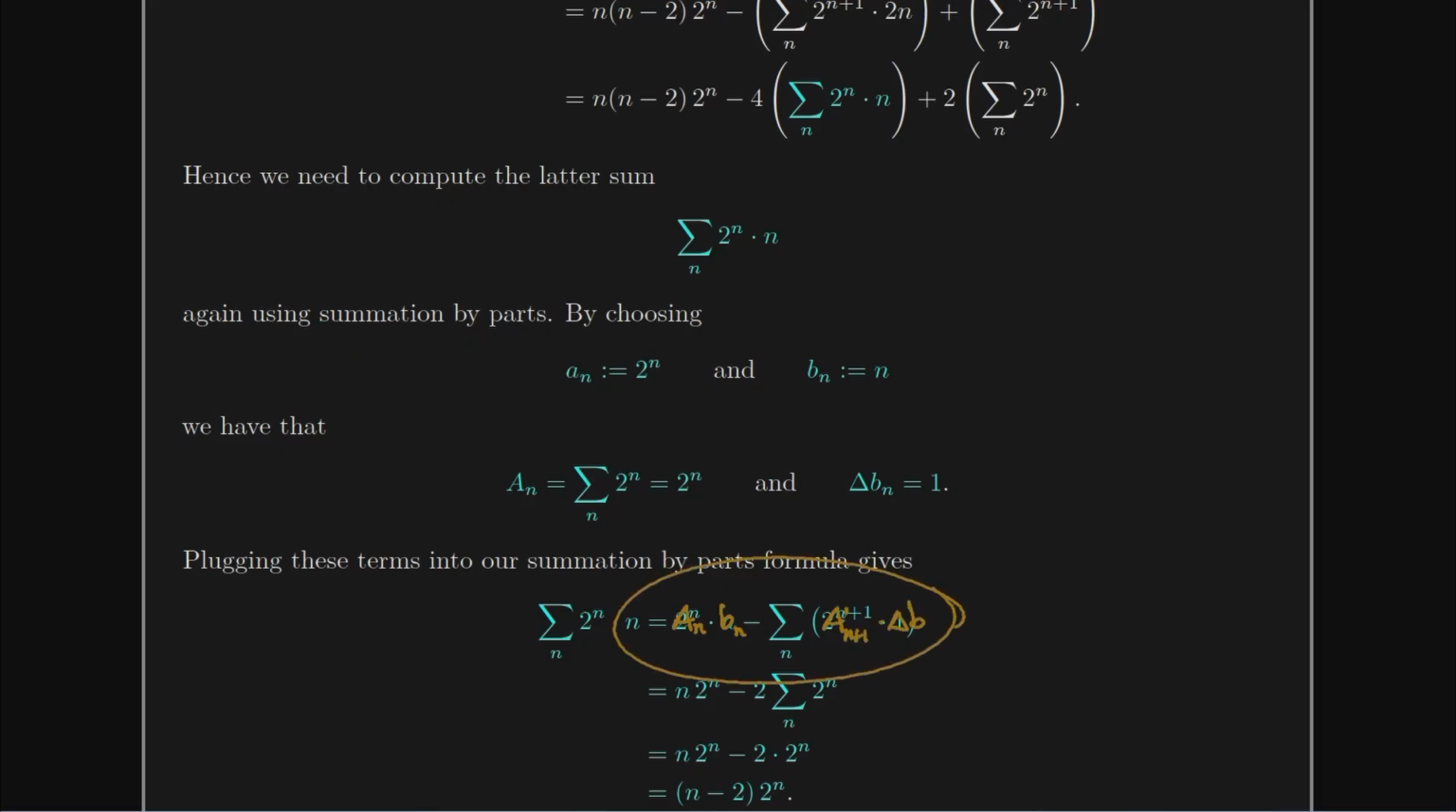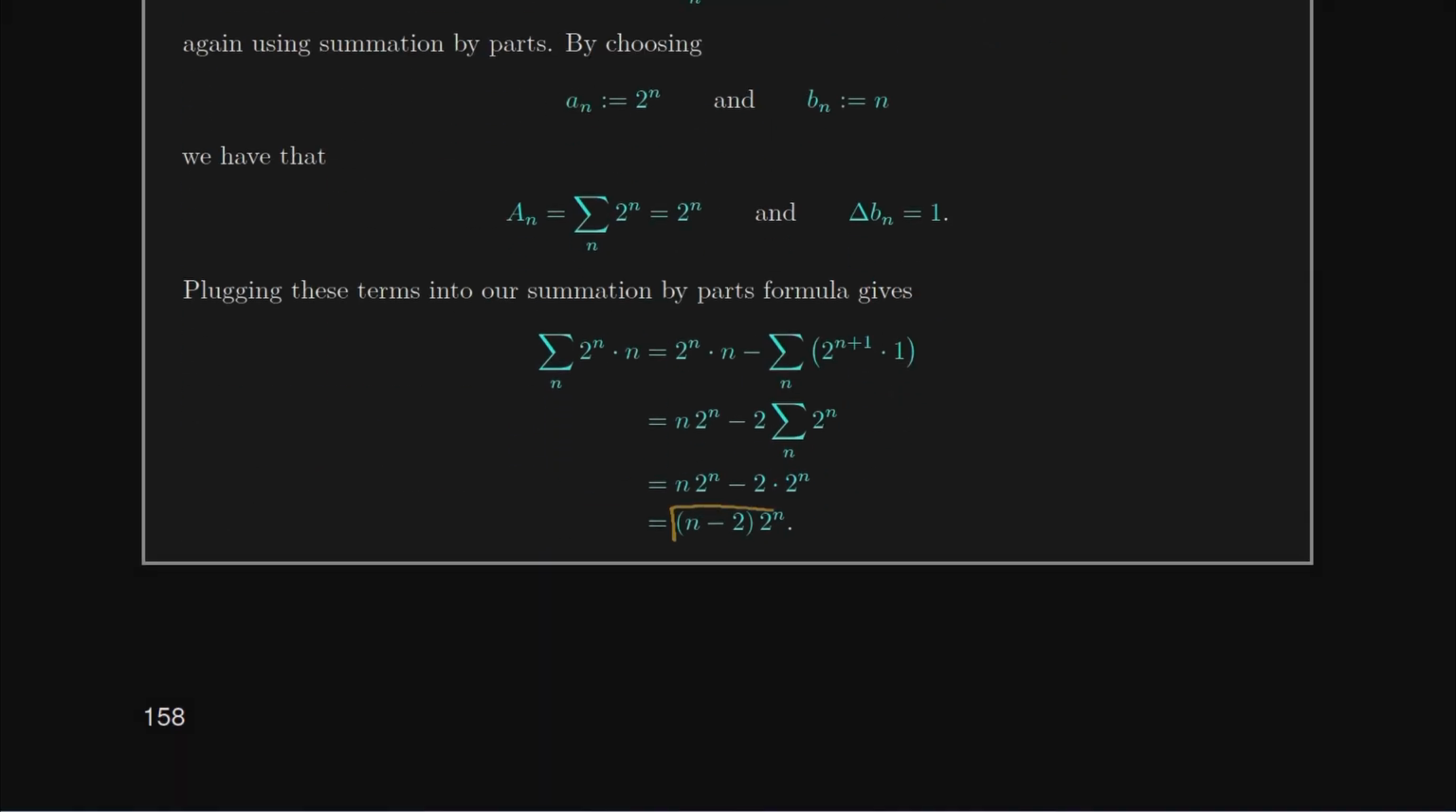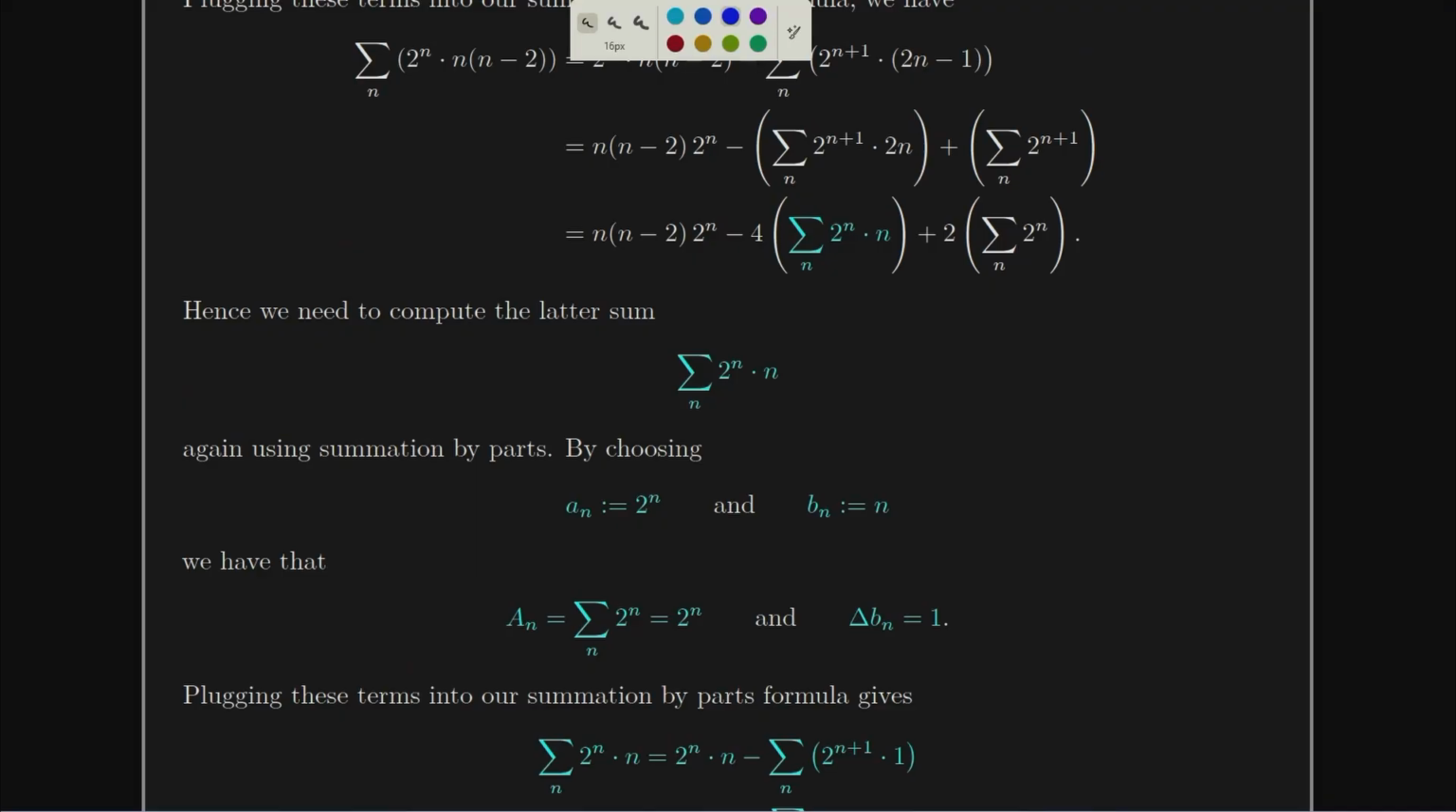And so I'm going to put those 4 terms in, and what I end up with is n times 2 to the n minus 2 times the summation of 2 to the n, and the summation of 2 to the n is just itself. So if I simplify that a little bit, I end up with n minus 2 times 2 to the n. So that was just this last term that I computed. Everything else I know how to compute.